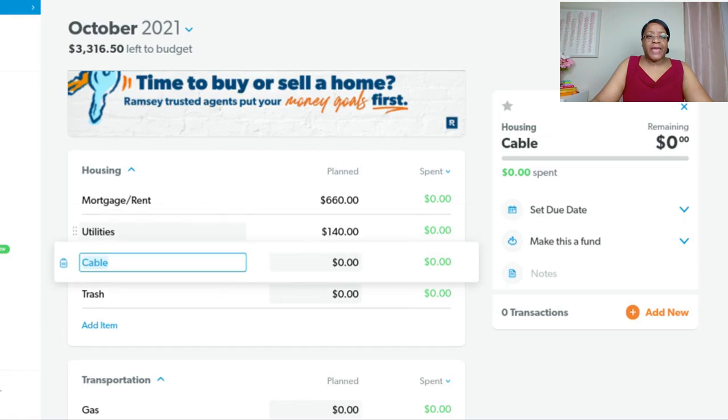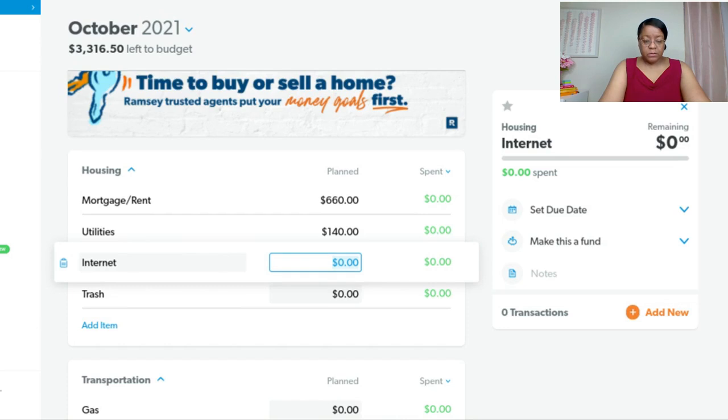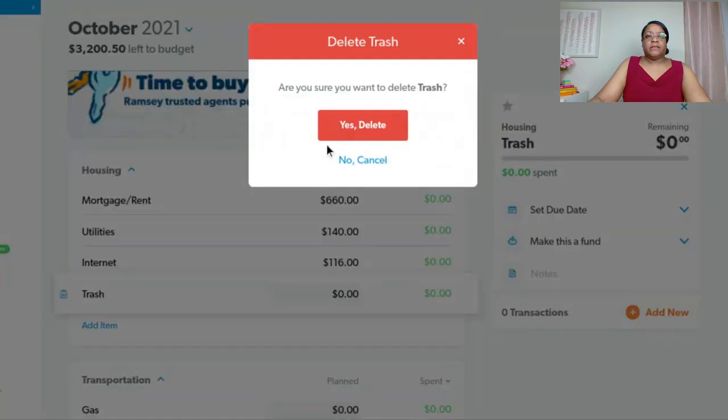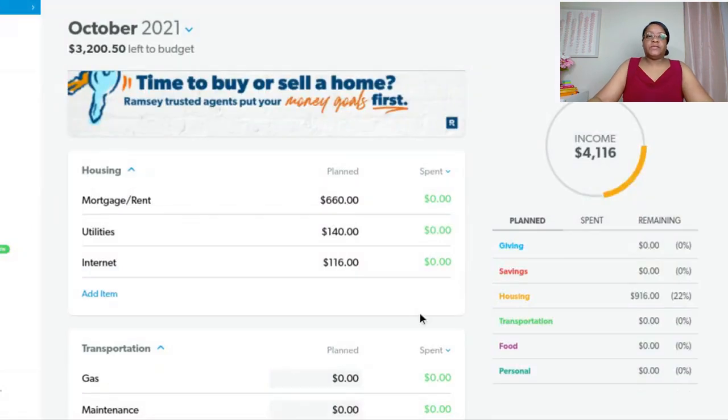I don't have cable, but I do have internet because at the very beginning of my debt freedom journey, I got rid of cable, and so I was paying 116 back then. Not much different than what I pay now. Trash is included in my rent here, I don't think we paid a separate trash fee there. So I'm going to delete that. Right. So now you see what my housing costs look like.